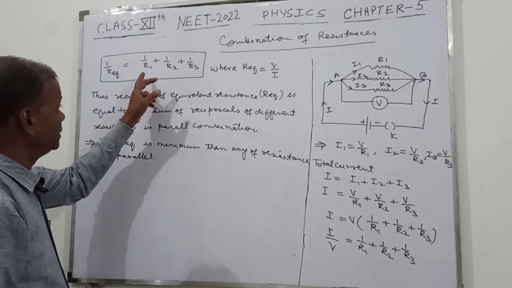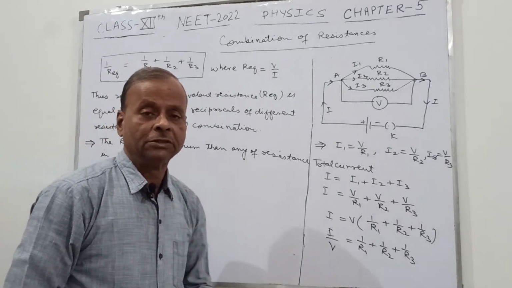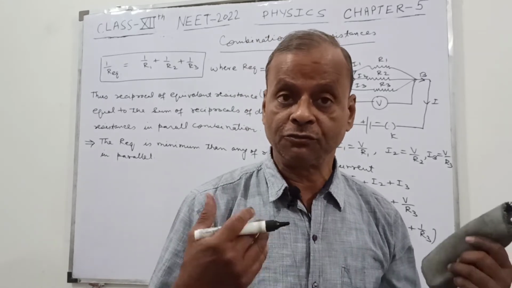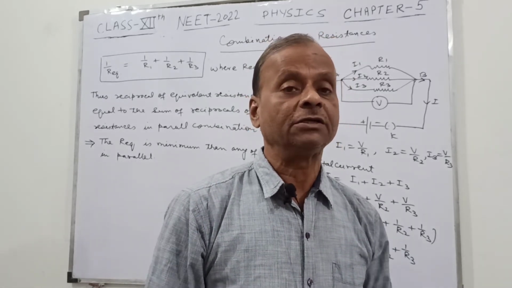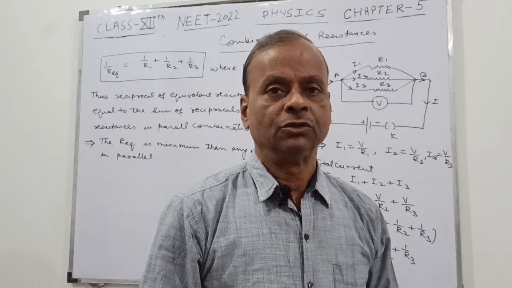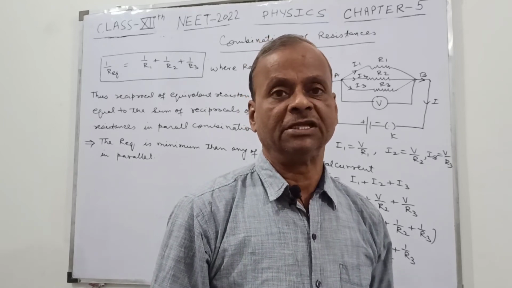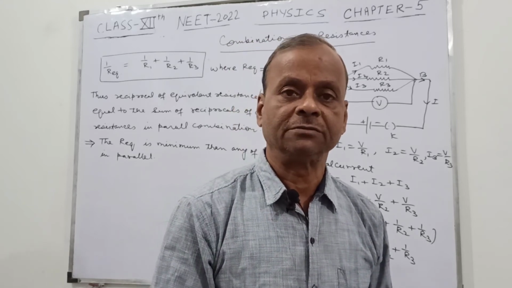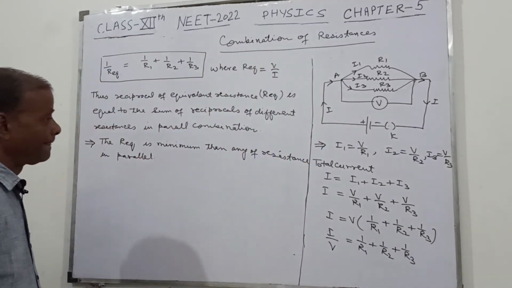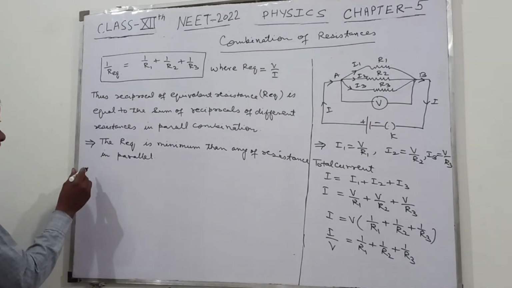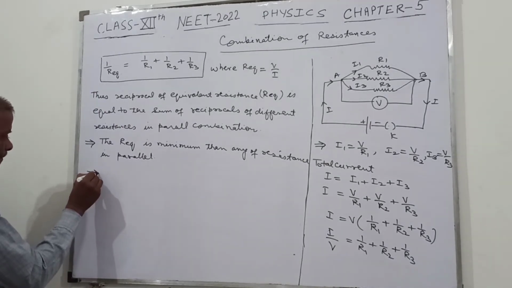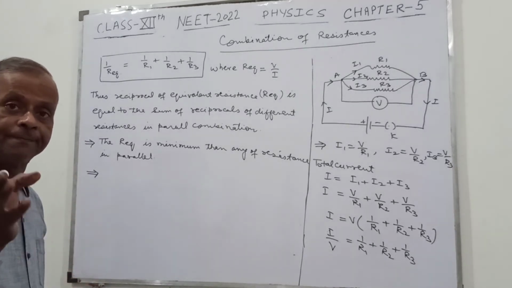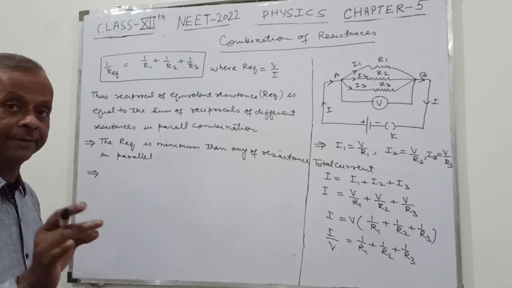इस R का मान इनमें से सभी से कम होगा. It means that suppose R1 equal to 1 ohm, R2 equal to 2 ohm, R3 equal to 3 ohm, then R equivalent is less than the 1 ohm. So R is the minimum, then the least resistance in the parallel combination. So to obtain a minimum resistance, the resistors must be connected in parallel.